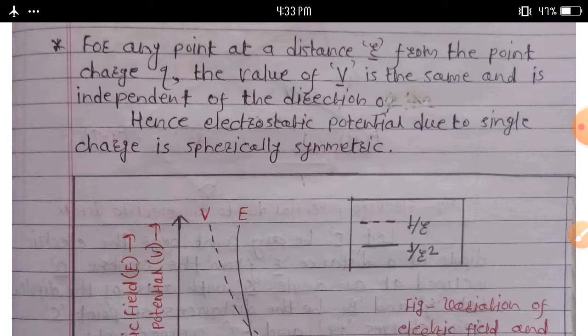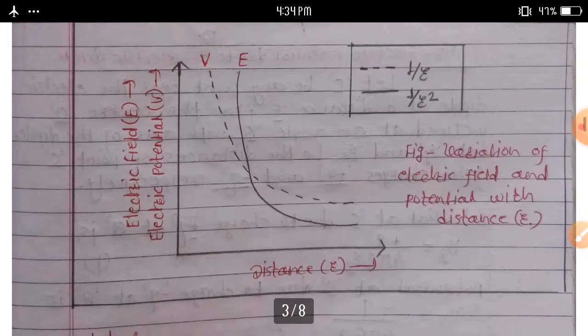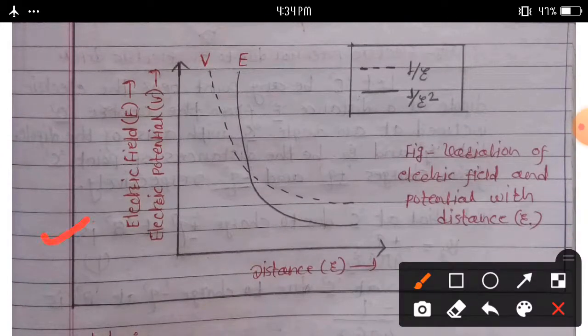Here is given the graph of variation of electric field and potential with distance small r. See this graph. Along the y-axis we show the variation of electric field, denoted by E, and electric potential V, and along the x-axis we consider the distance small r, and the nature is shown in this graph, V and E.